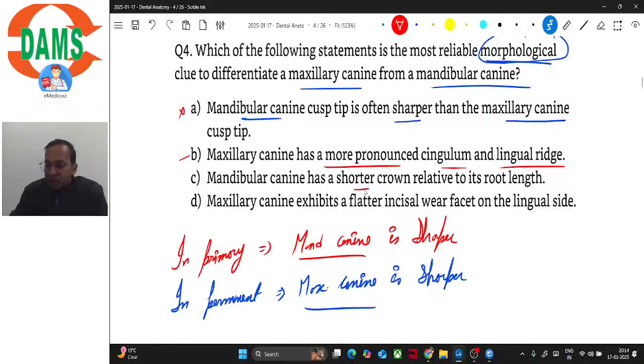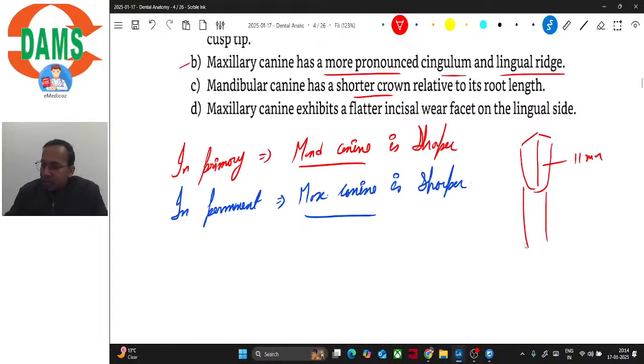Option C: mandibular canine has a shorter crown relative to its root length. The thing is that the mandibular canine has the longest crown of any tooth in the permanent dentition, isn't it? The crown of the mandibular canine is approximately 11 millimeters. Its root is approximately 16 millimeters.